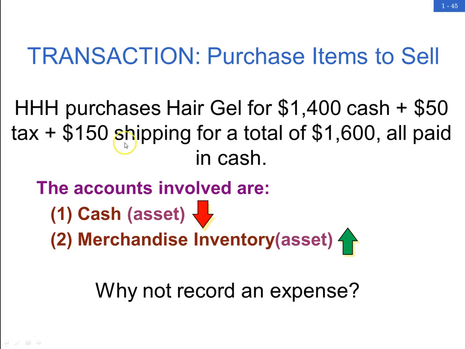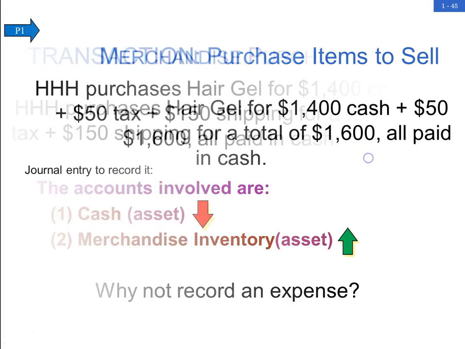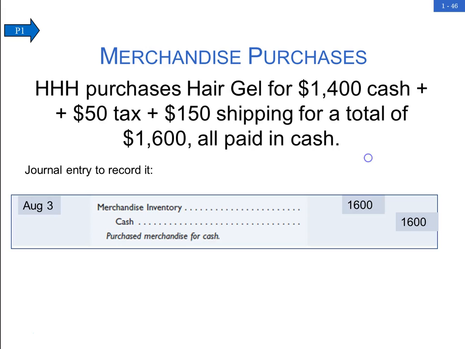And we could not have gotten this if we did not ship it to ourselves, if we did not pay the taxes on it, and we did not pay the price. All of this equals the cost of our asset. And remember, we record things at cost, particularly assets. So we've received ourselves an asset of $1,600, inventory, and cash has been spent, $1,600. Remember, this came from about chapter 5 and chapter 6, if you took it with me.